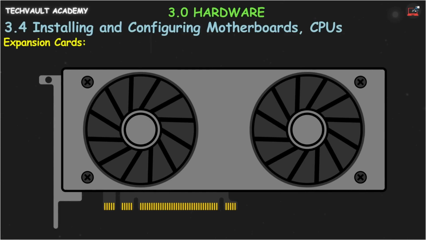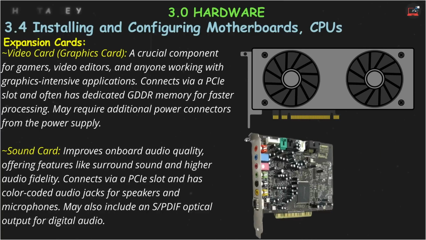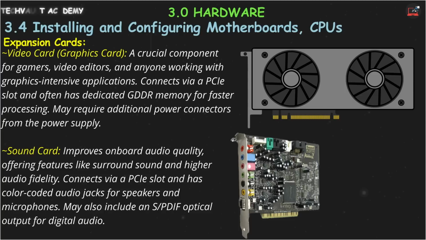Expansion cards. Expansion cards provide additional functionality to the computer. Common types include the video card, or graphics card, a crucial component for gamers, video editors, and anyone working with graphics-intensive applications. It connects via a PCIe slot and often has dedicated GDDR memory for faster processing. It may require additional power connectors from the power supply. A sound card improves onboard audio quality, offering features like surround sound and higher audio fidelity. It connects via a PCIe slot and has color-coded audio jacks for speakers and microphones. It may also include an SPDIF optical output for digital audio.